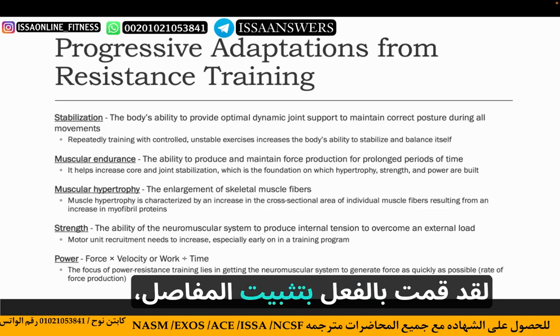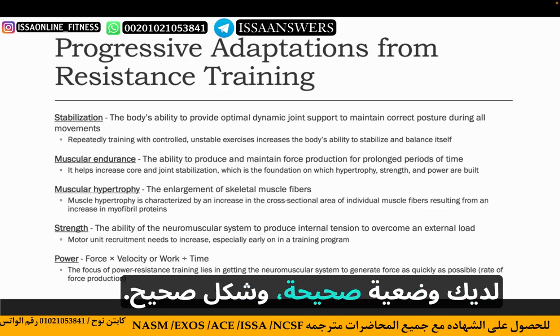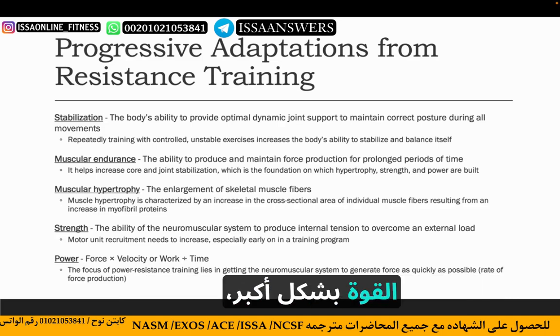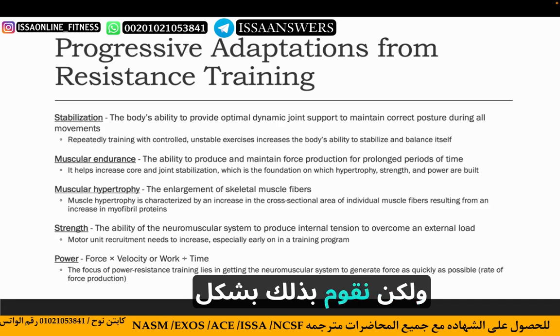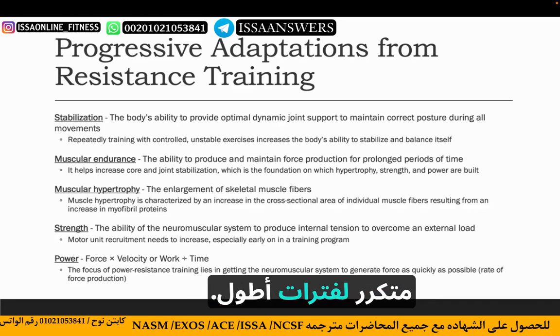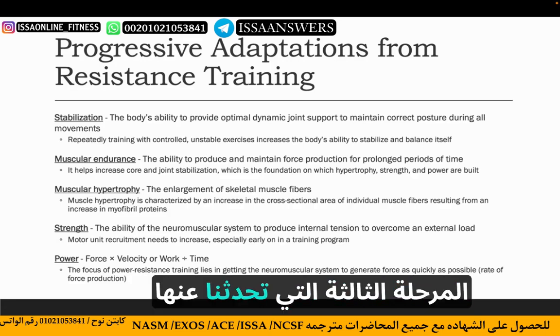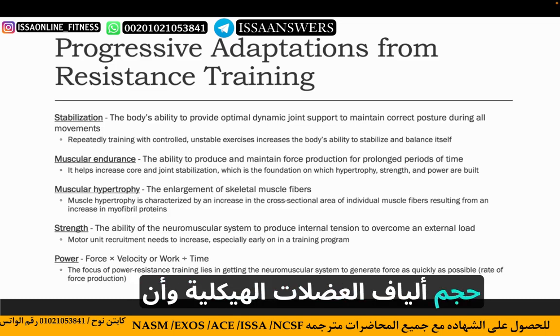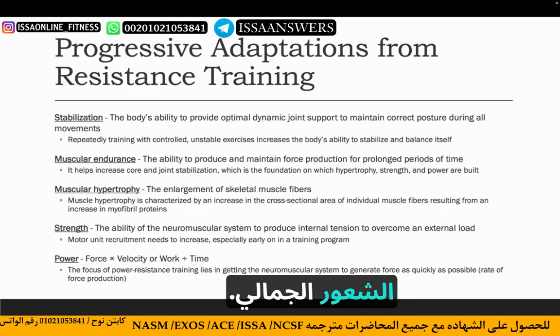You've already stabilized the joints. You have proper posture, proper form. So now we're going to put that into a lot more force aspect, but doing it repeatedly for longer bouts. Another phase, phase 3, we talked about is muscular hypertrophy, or the growth or the enlargement of skeletal muscle fibers. And that there is more of that aesthetic feel.